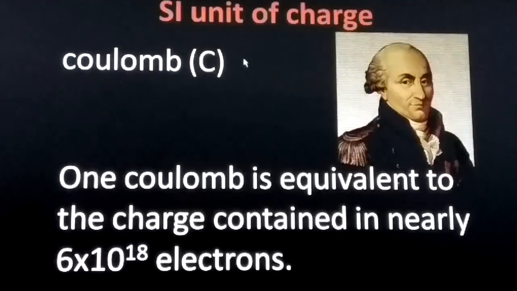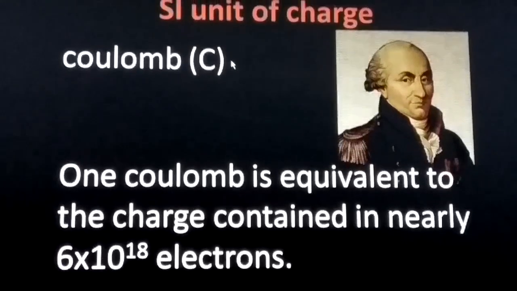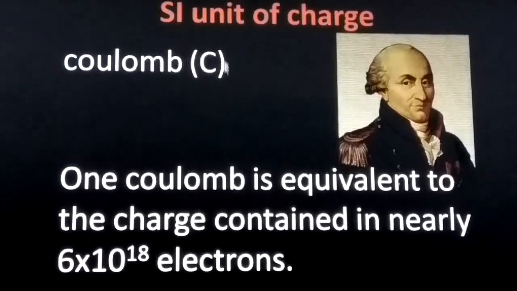Now what is the SI unit of charge? So the SI unit of charge is coulomb. It is represented by the symbol C. So here if you see the symbol C, it is understood that it is read as or abbreviated as coulomb. SI unit of charge is coulomb.